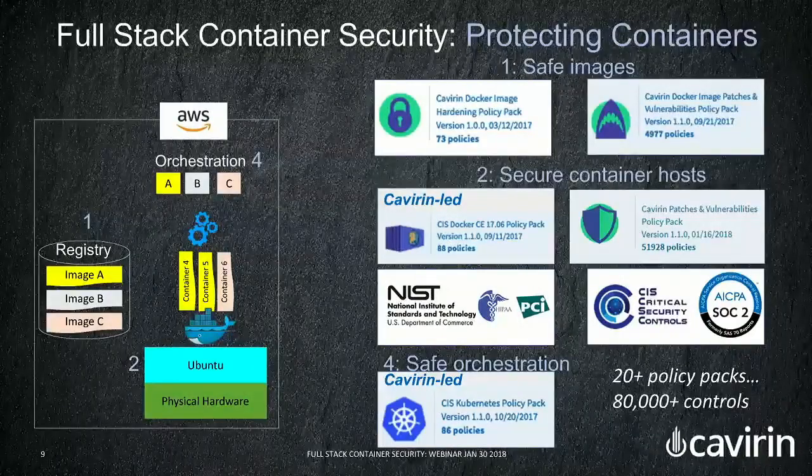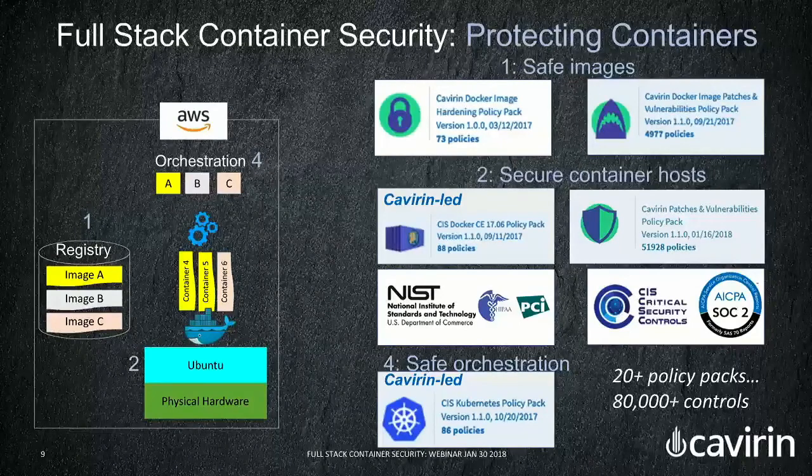So onto the first layer, how do you actually protect containers? The way Cavirin approaches it is that we actually have a whole bunch of control frameworks and benchmarks. A couple of them have been authored by Cavirin ourselves. So for example, the orchestration benchmark related to CIS Kubernetes policy pack is something that Cavirin has authored, in addition to the CIS benchmark for the Docker host itself. Those are 2 examples of benchmarks that we have authored.